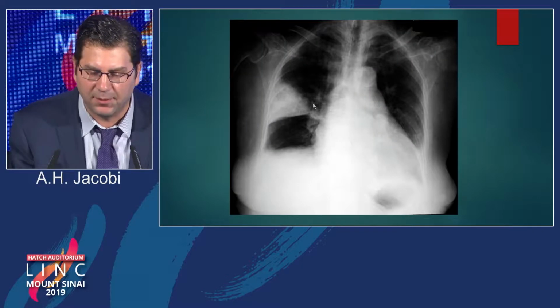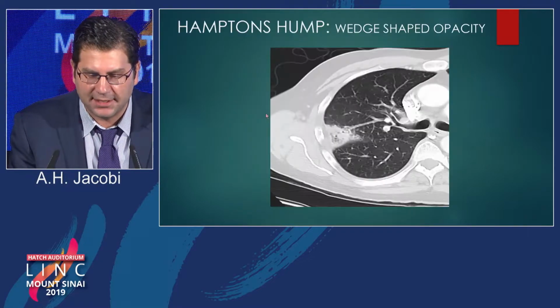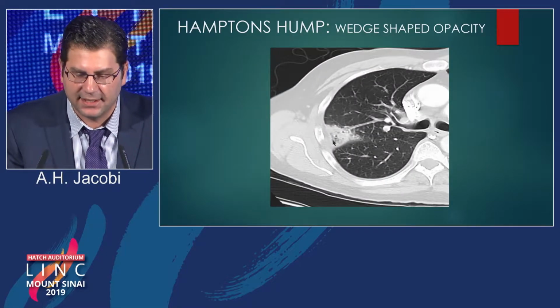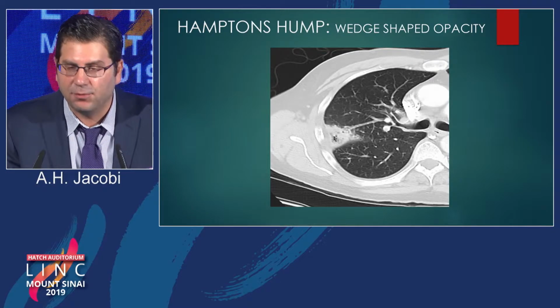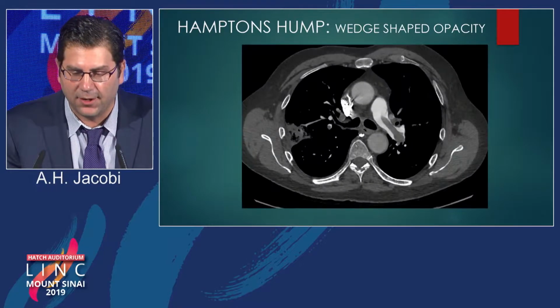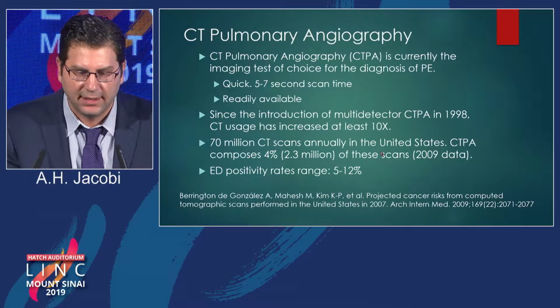This is a little bit more common, which is the Hampton's hump. On this X-ray, we see a triangular or wedge-shaped opacity in the right lung. When we do the CAT scan, we can see that there's, again, a wedge-shaped opacity with some bubbly center. And without the contrast on board, this is very suspicious for a PE on its own. But once we open up the box and we see the pulmonary arteries, we can see pulmonary emboli.